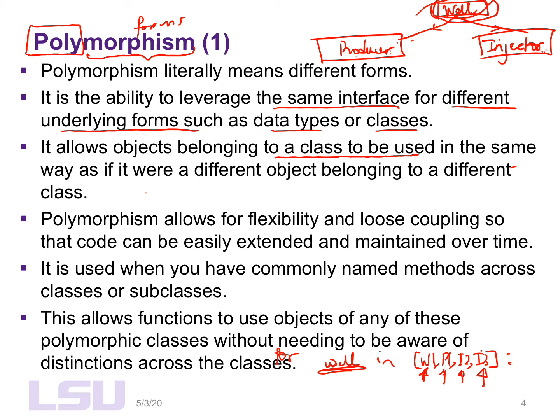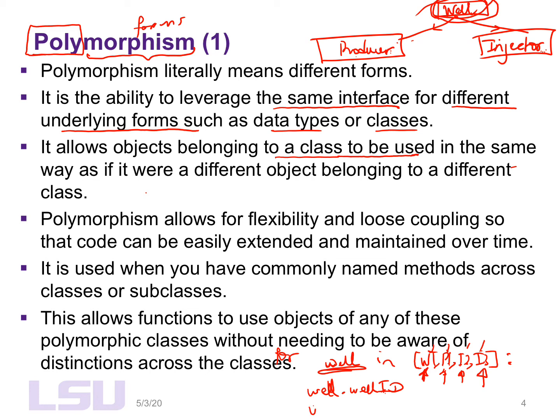And within this loop, you can say well. So first time through is going to be well 1, second time through is producer 1, next time through is injection 2, and so on. And you can do well dot well ID. So it's going to work regardless of the specific class these guys belong to.